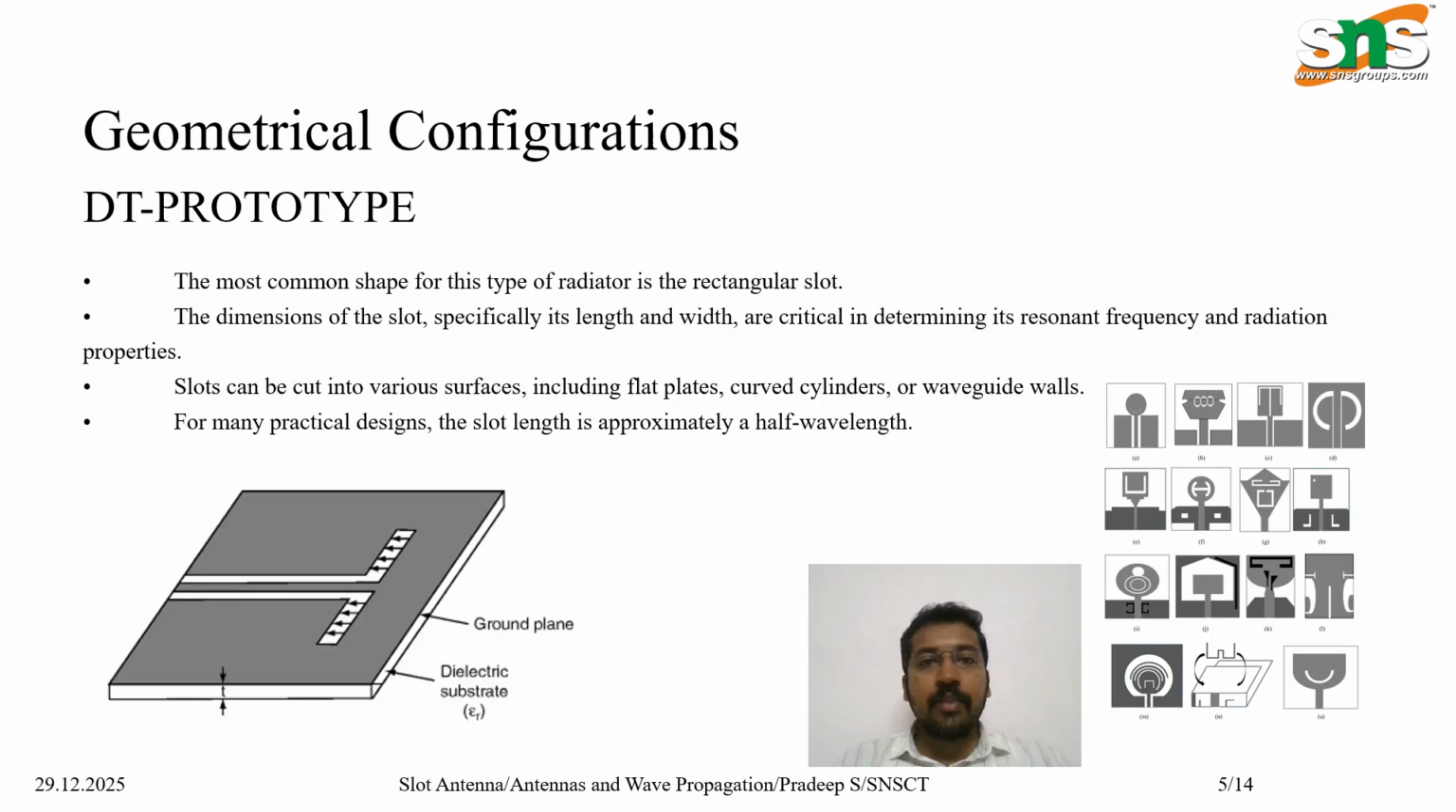systems. The most commonly used slot antenna shape is rectangular. The slot length and width determine the resonant frequency and radiation behavior. Typically, the slot length is designed to be approximately half of the operating wavelength. Slots can be cut into flat surfaces, cylindrical structures, or waveguide walls depending on the application.